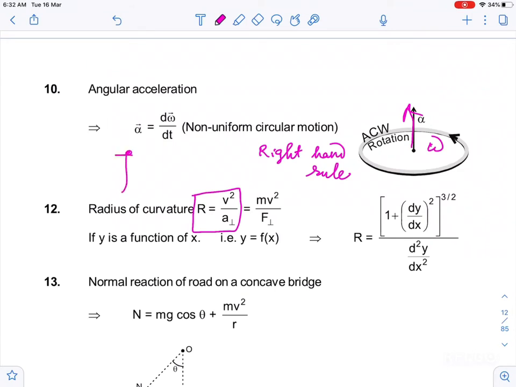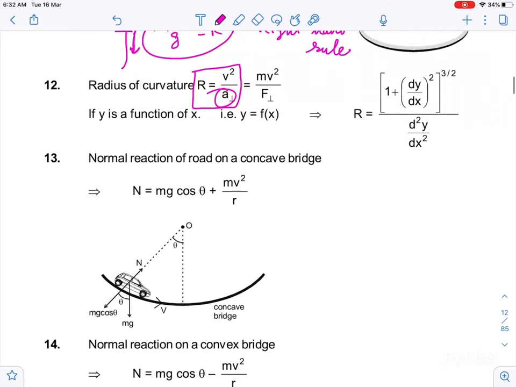Suppose they have thrown the particle from some height, so you have to calculate the radius of curvature. Suppose velocity is this and perpendicular acceleration is this. Suppose this velocity is v, so you can write directly v square by g is the radius of curvature in this case. So you have to take the perpendicular component of this acceleration here. Okay, now these things you have to keep in mind.